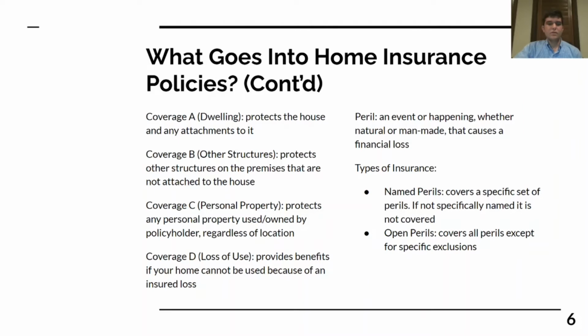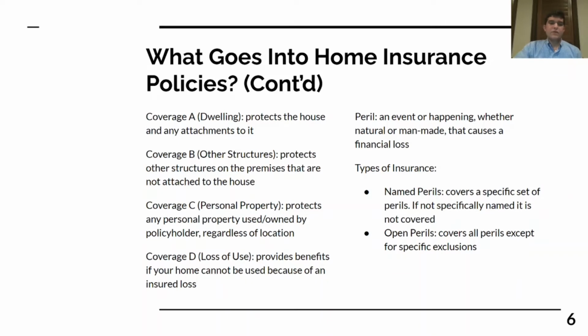For coverage C, personal property, this protects any personal property used or owned by the policyholder, regardless of the location. So for instance, if you're vacationing in another country and your watch or purse gets stolen, you would be covered under coverage C. This is limited to 50% of the total insurance policy. And another instance that you're protecting coverage C would be if you're, say, hosting a party and there's a fire in the home, everyone makes out safe, but someone's property was left inside, a guest, and it was lost, you would also be covered for this. Though it is important to note there are certain exclusions that limit the amount that you could be reimbursed for.